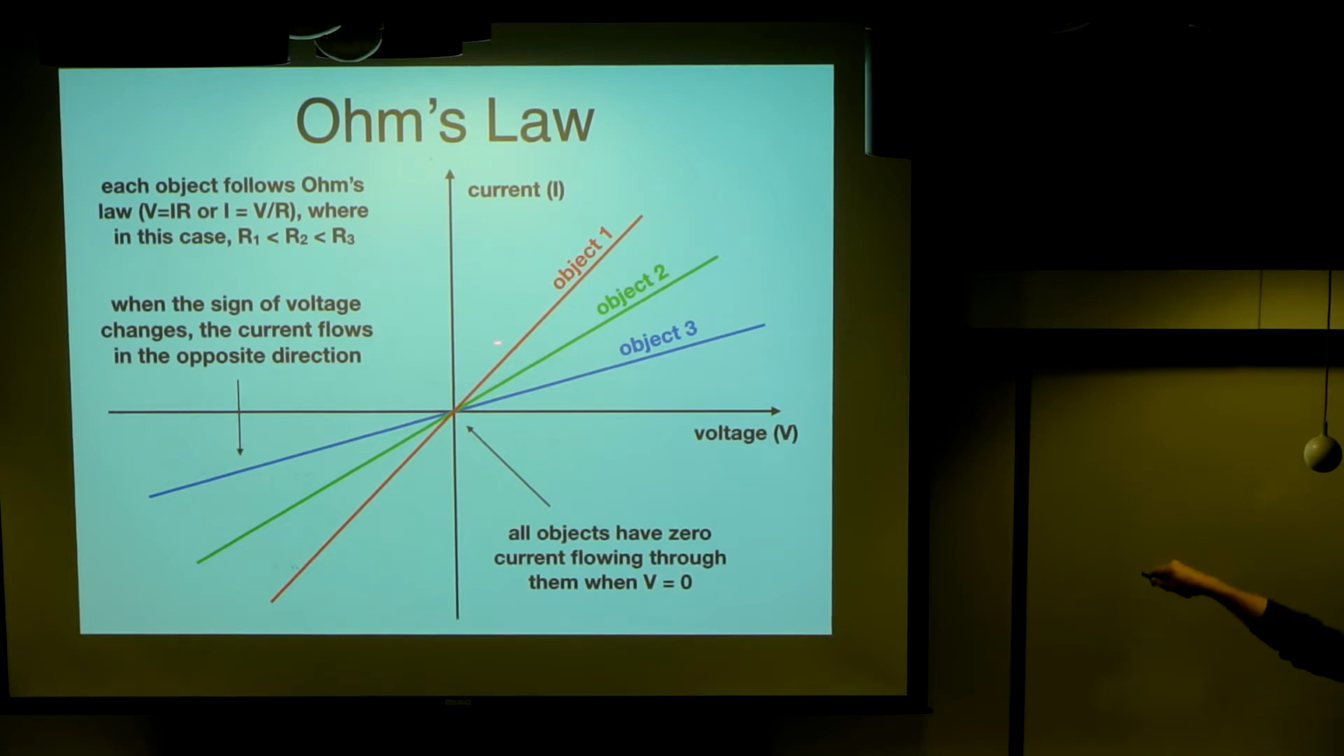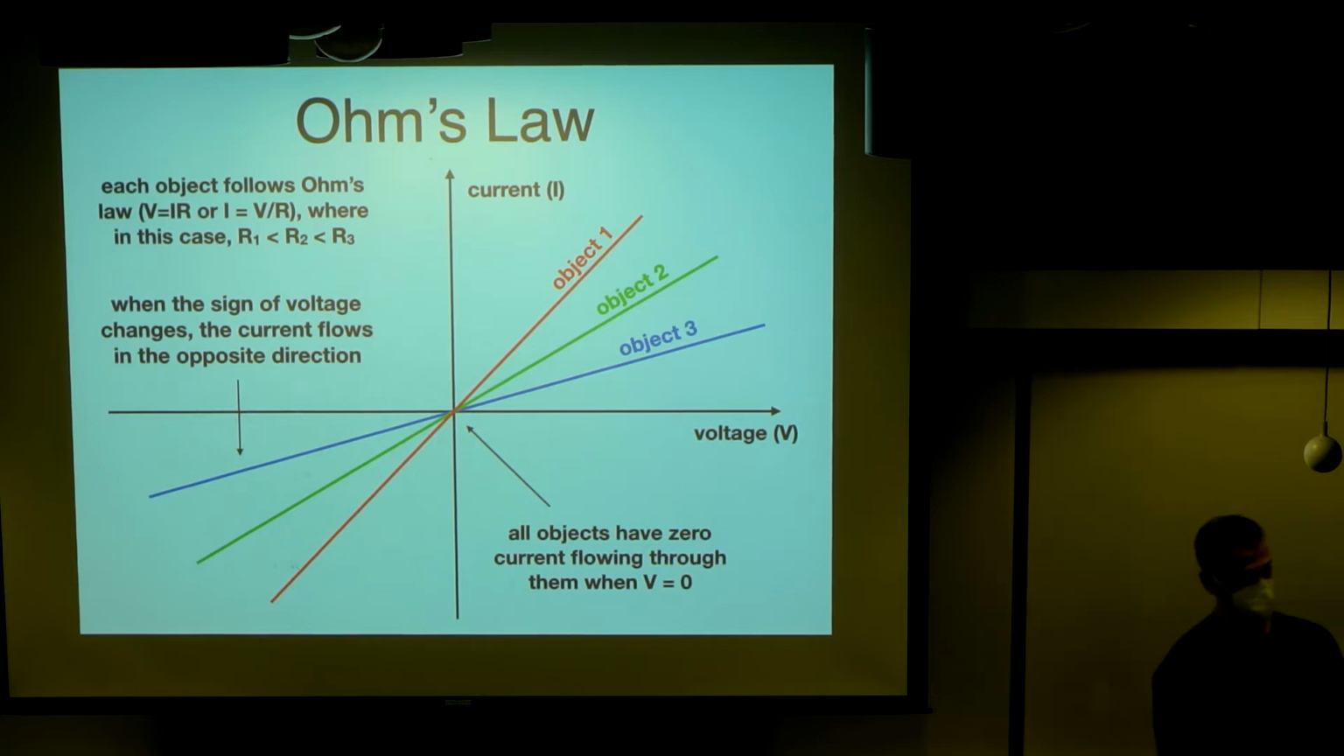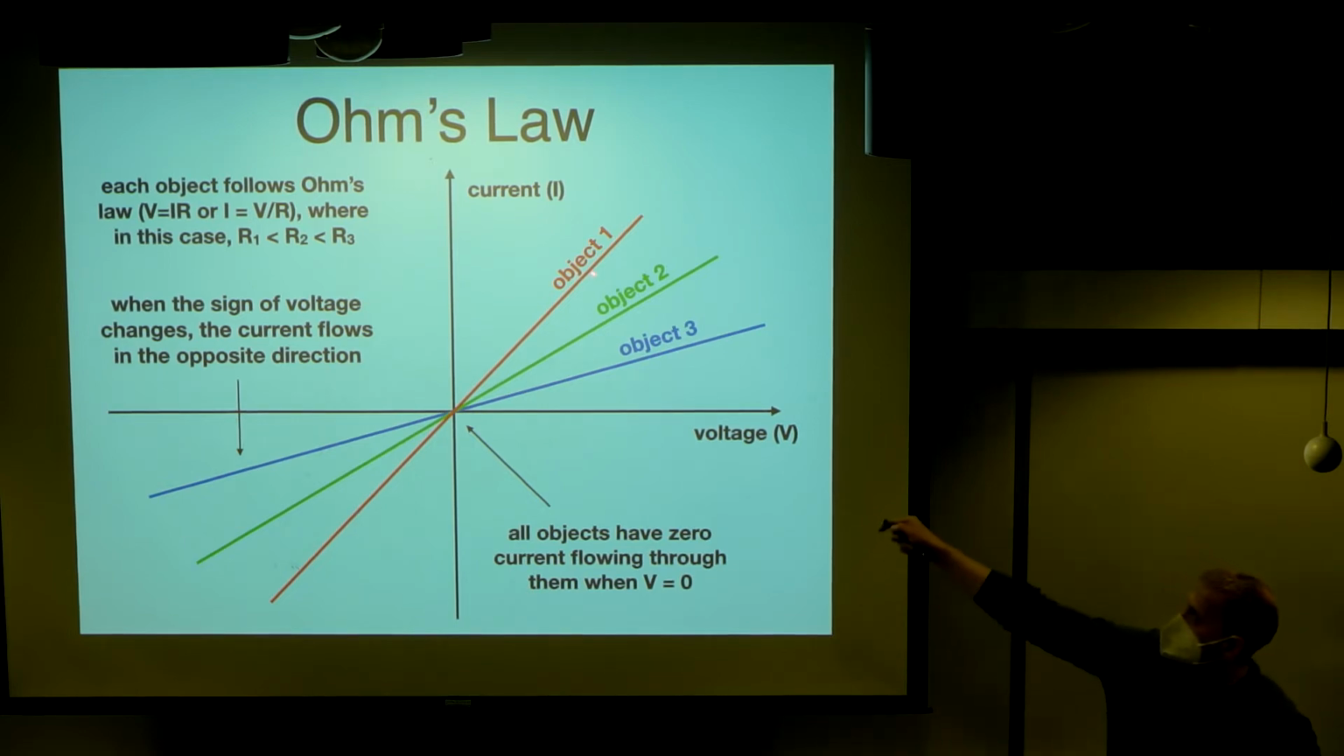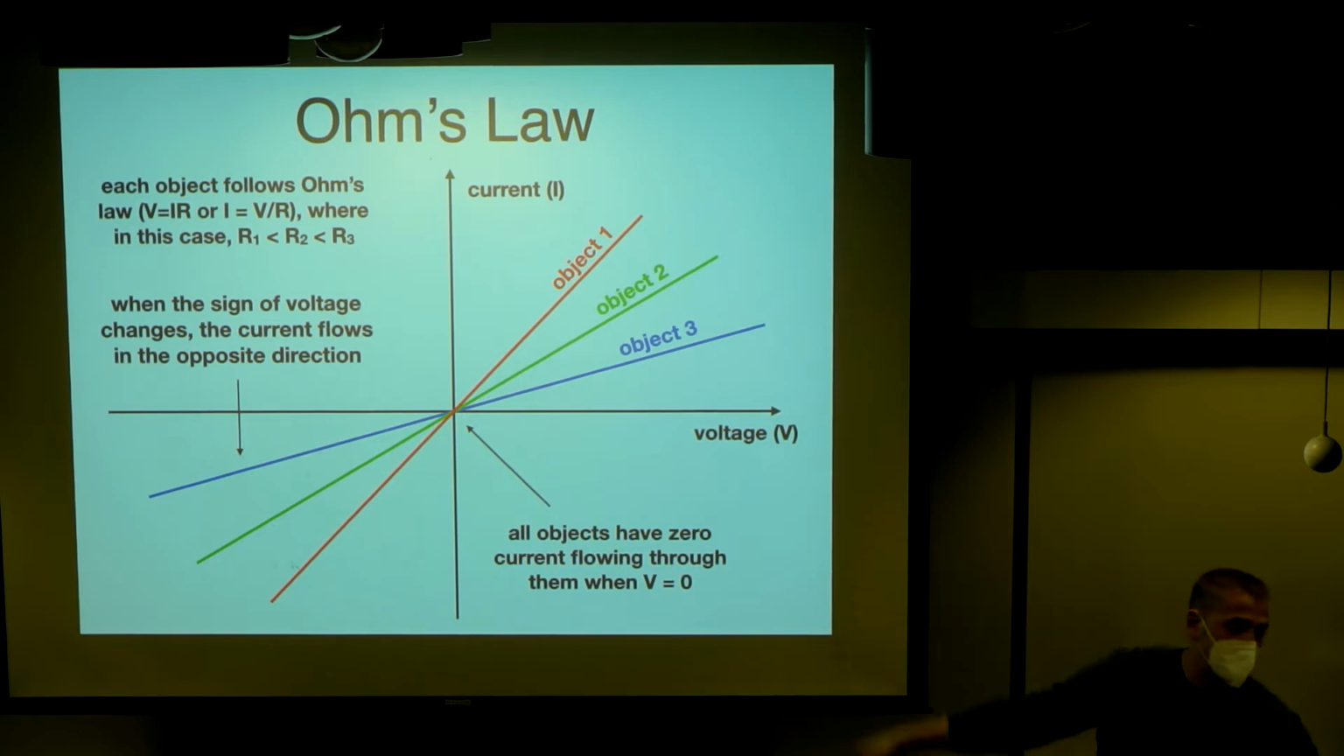So in other words, the object with a really big slope on this graph has a very small resistance, and an object with a smaller slope on this graph has a bigger resistance. So in this case, object number 1 has the biggest slope, and it has the smallest resistance. What does that mean? It just means we get more current out for a given applied voltage. It's less resistant to current flowing through it. You get more current out for a given applied voltage.